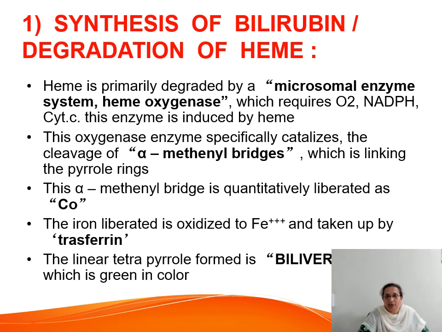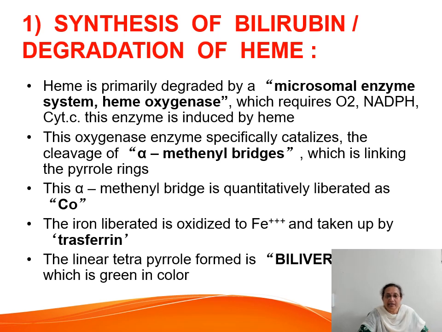There are two steps involved in this process of bile pigment formation. First one is synthesis of bilirubin or degradation of heme. Both mean the same, right? Catabolism of heme, degradation of heme, synthesis of bilirubin, all mean the same. Now, heme is primarily degraded by the microsomal enzyme system, that is heme oxygenase, and this enzyme requires molecular oxygen. NADPH is the coenzyme along with the presence of cytochrome C.